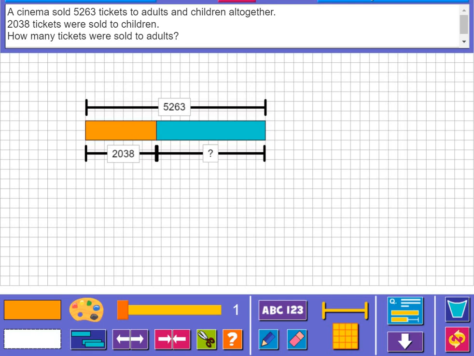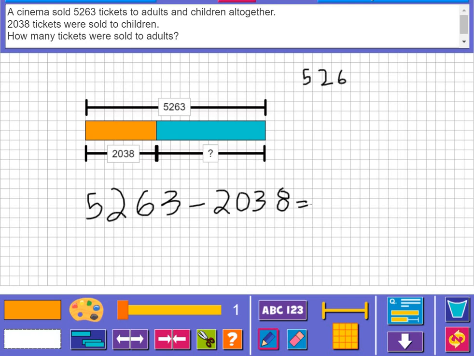So we can find the other part by subtracting 2038 from 5263. So let's use a pencil and do it. Our question: 5263 minus 2038 equals to, let's find the answer by doing our working. So we have 5,263 subtract 2038.